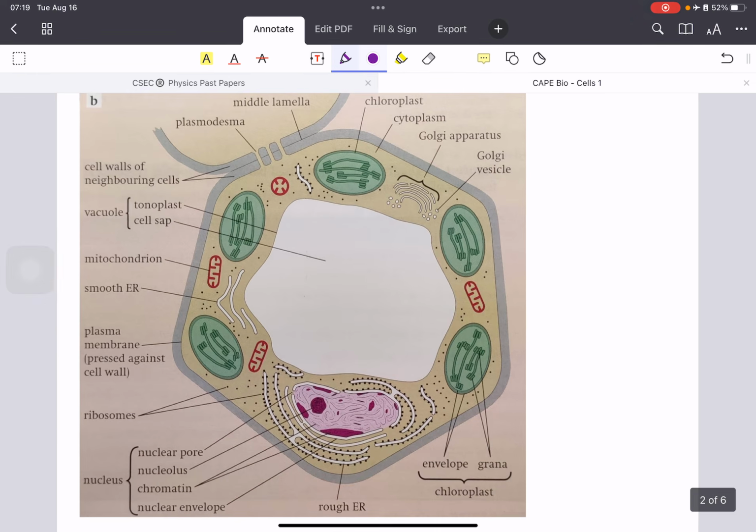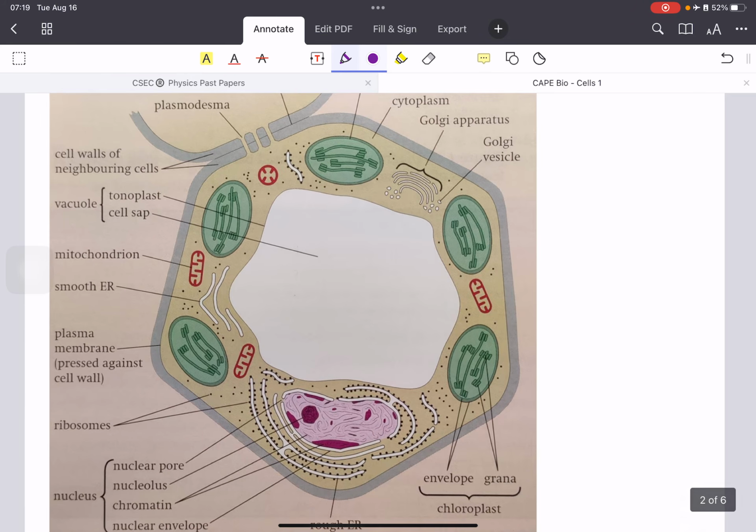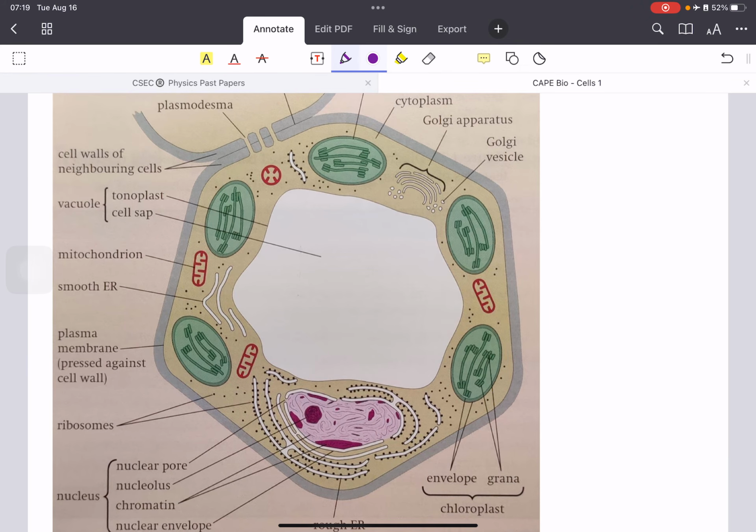But this is the diagram of a plant cell. It contains largely the same organelles as an animal cell, with the exception of these large green things here, and obviously the vacuole in the middle. We don't really need to go too much in depth into the vacuole. We know it contains water. Now, the large green things there, as you may have guessed, are chloroplasts.